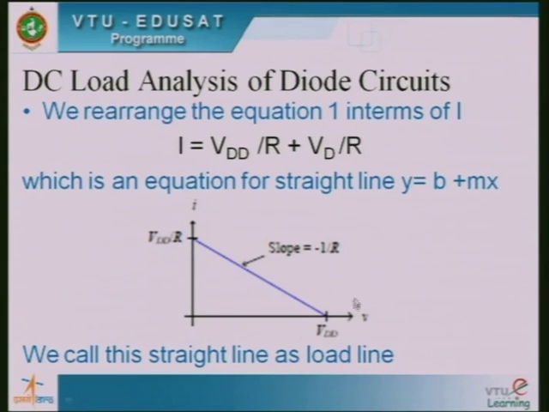two points here. We get a straight line that exists between VDD and VDD by R, with VDD along the x axis and VDD divided by R along the y axis. Please note that the slope m of this straight line is nothing but 1 by R. That is the slope of this particular straight line, and we call this straight line the load line.